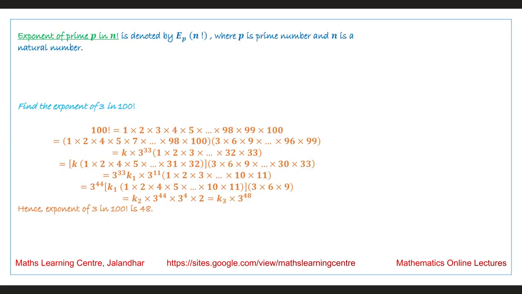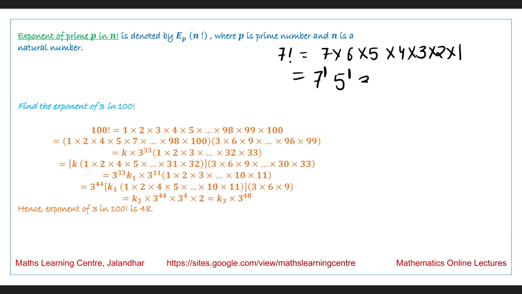Now next we have the exponent of prime p in n factorial. Suppose we are talking about the number 7 factorial. We know that it is 7 into 6 into 5 into 4 into 3 into 2 into 1. If we look at the prime factors, we can write 7 factorial is equal to 7 raised to the power 1, then 5 raised to the power 1, then 3 raised to the power 2, and 2 raised to the power 4.